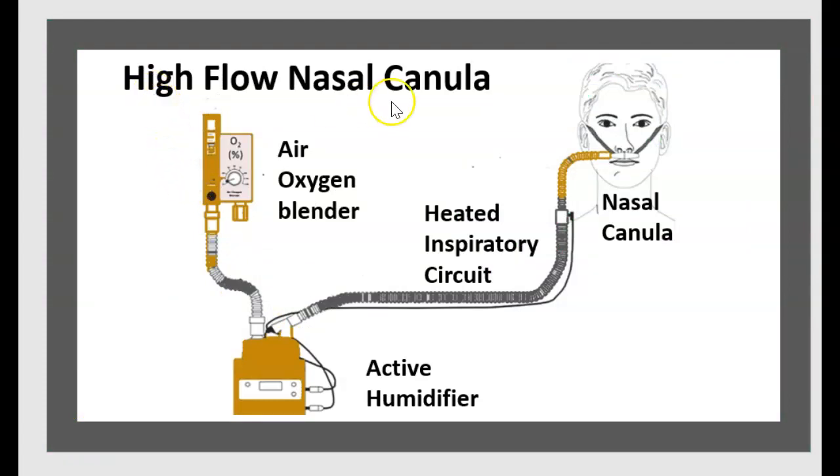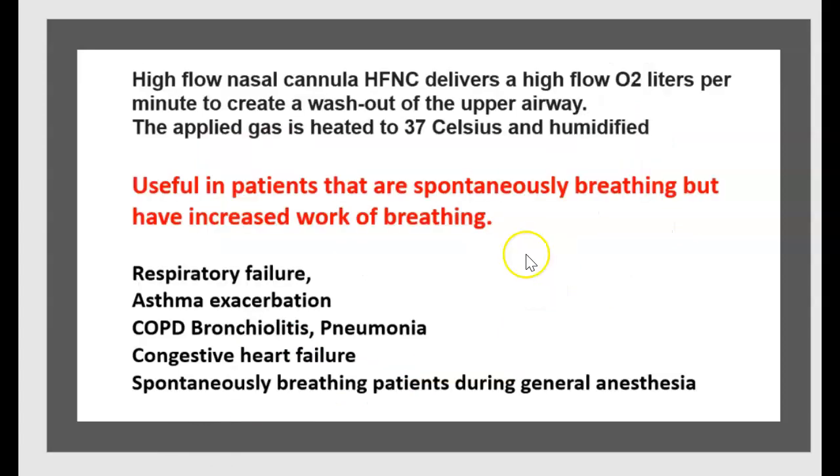First of all, high-flow nasal cannula. There is an oxygen blender, an active humidifier, and nasal cannula. High-flow nasal cannula is useful in patients that are spontaneously breathing but have increased work of breathing, like in respiratory failure, asthma exacerbation, COPD, congestive heart failure, and spontaneous breathing during general anesthesia.